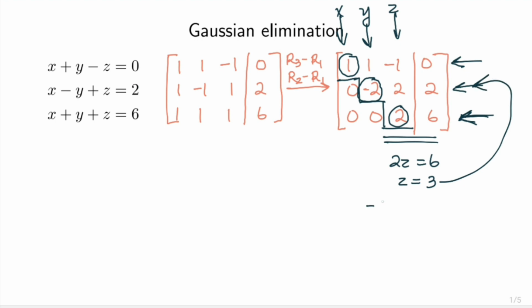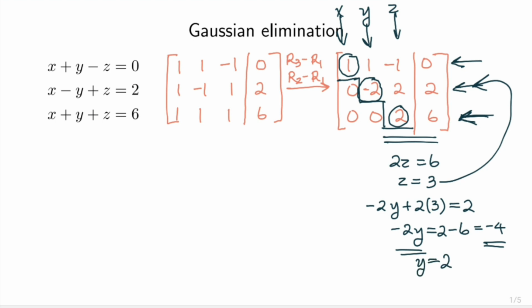We get -2y plus 2z, but now z is 3, and this is equal to 2. What does that mean? It means that -2y equals 2 minus 6. Now 2 minus 6 is -4. So if -2y equals -4, what does it mean? It means that y is equal to 2.